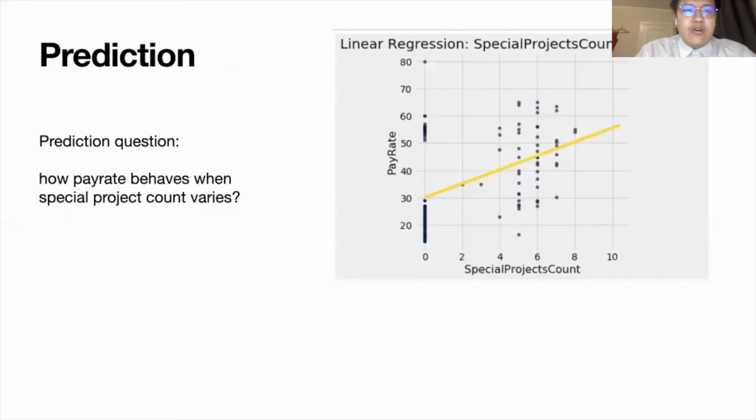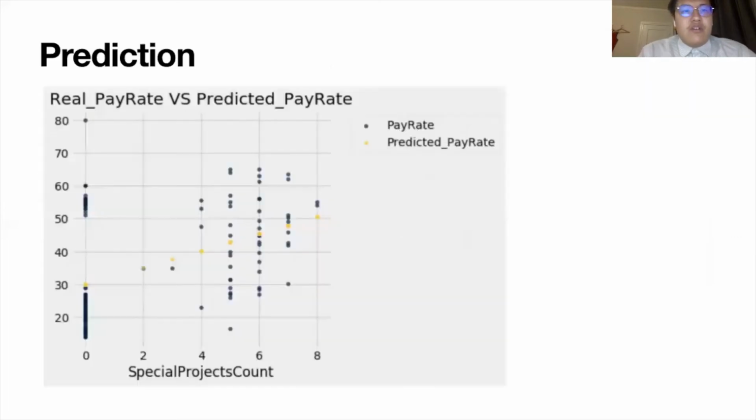We want to tackle our prediction question: how pay rate behaves when special project count varies. From the scatter diagram, we can see a positive relationship between special project count and the pay rate. The correlation between them is actually 0.4. Based on that, we did a linear regression between these two variables and plotted the regression line. We also plotted the real pay rate versus the predicted pay rate.